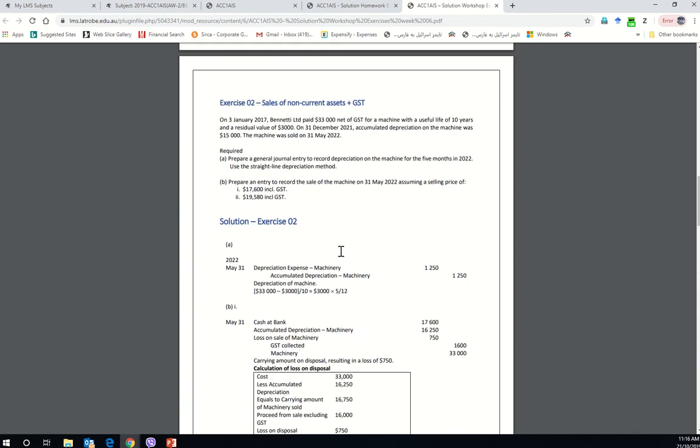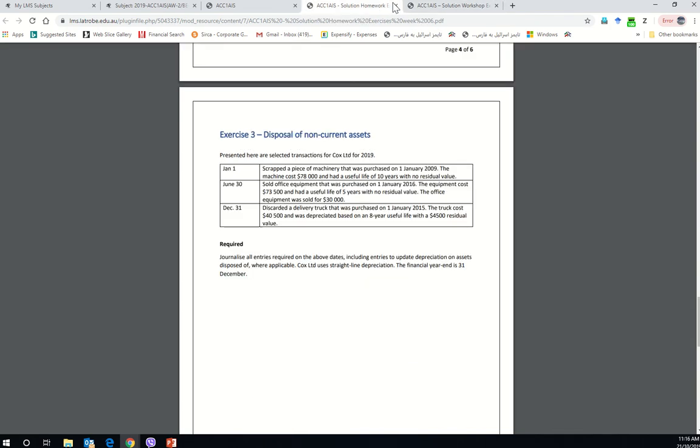So 3 main issues. Make sure you focus on all those 3 main issues: calculation of depreciation, sales of a non-current asset, and then disposal of a non-current asset. For all of them, make sure you also understand the concept of GST when it is included in the questions. Okay.